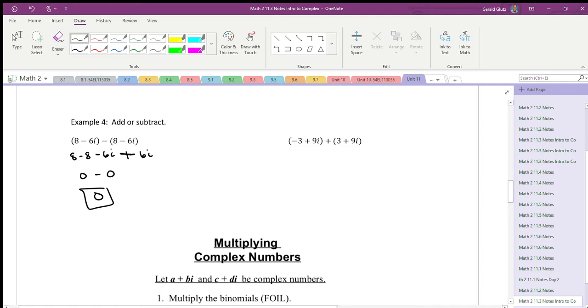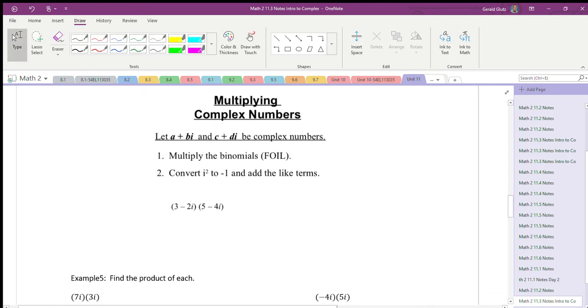So sometimes the i's will cancel out, and in this case everything cancels out. So next one, negative 3 plus 3. Then I have a positive 9i plus 9i. Negative 3 plus 3, that's 0. 9i plus 9i is 18i, so my answer is just 18i.